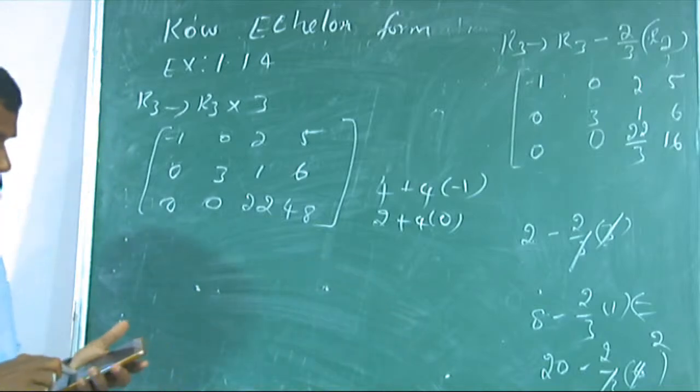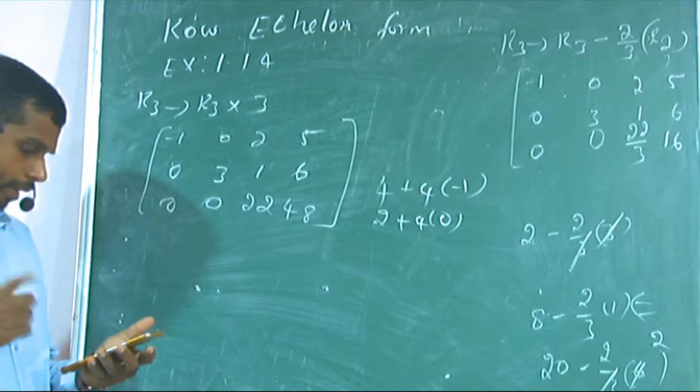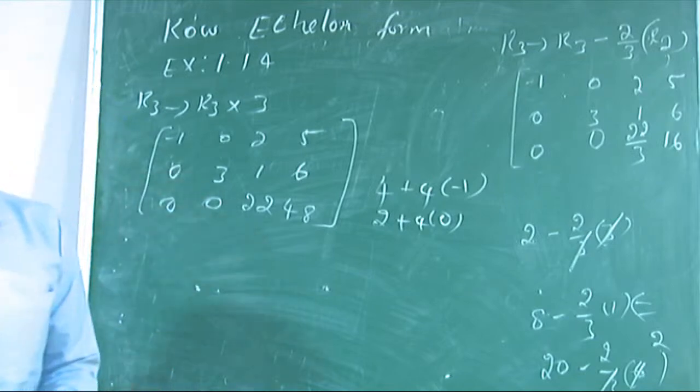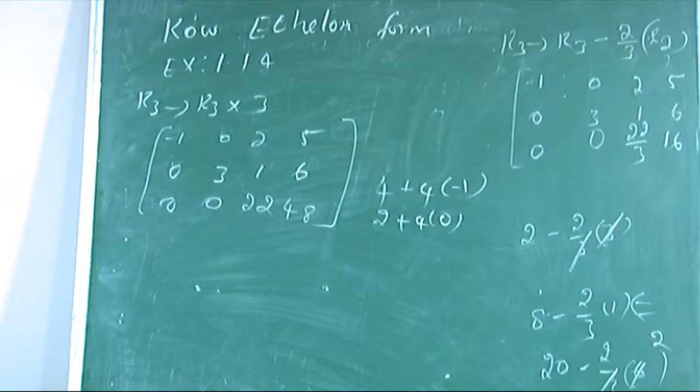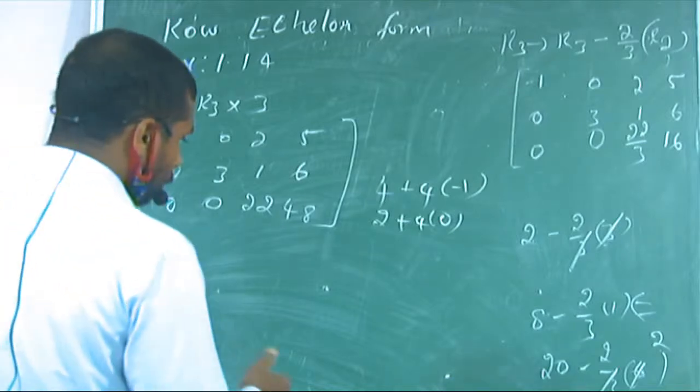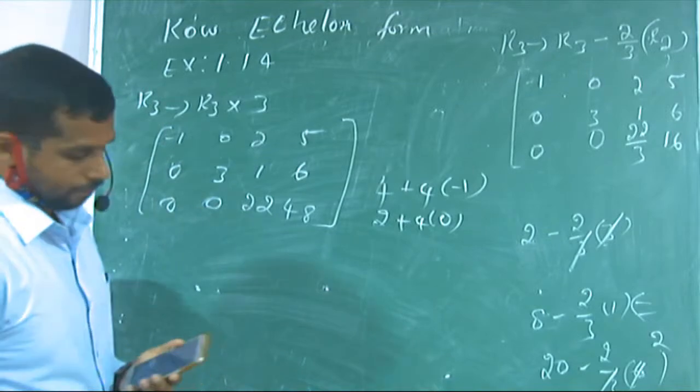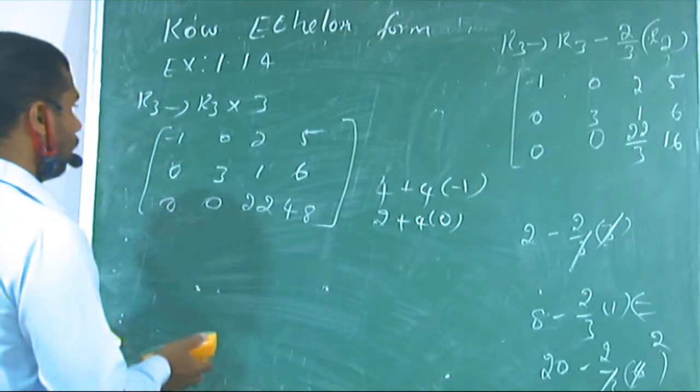Okay. Now I am moving to the next question. Before moving to the next question, we have to understand the rank of a matrix. What is the definition of the rank of a matrix? Rank of a matrix means first we have to check how many rows and how many columns are there.